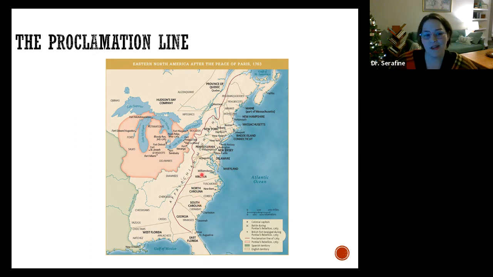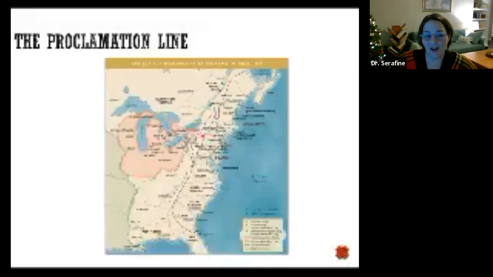The problem is, colonists believed that they had been fighting in this region during the French and Indian War. They believed that they had been fighting for this land. That was not the crown's goal, but that was Washington's men and British colonists' goal.